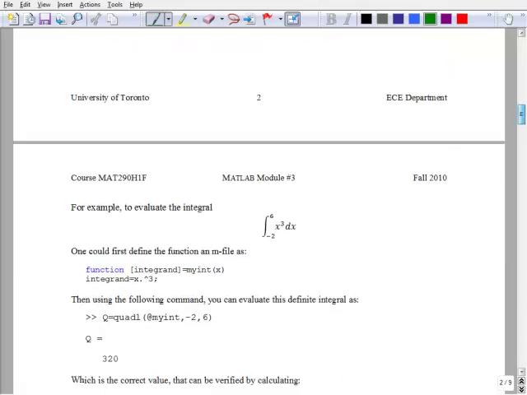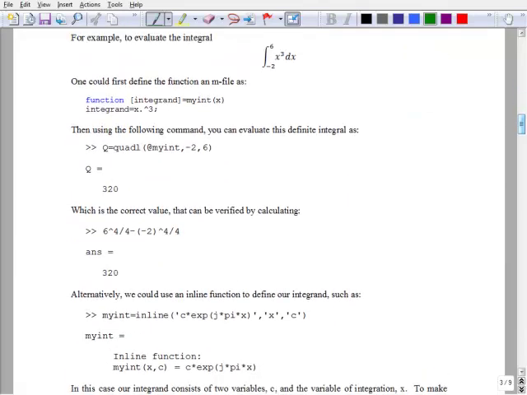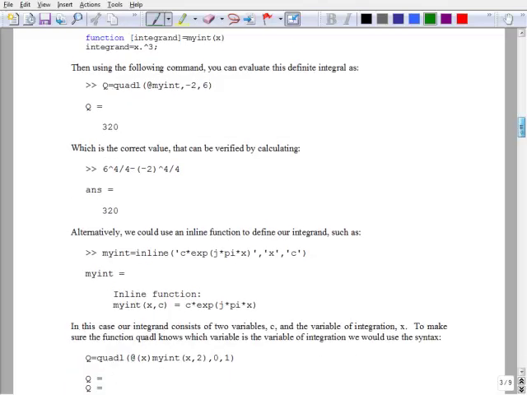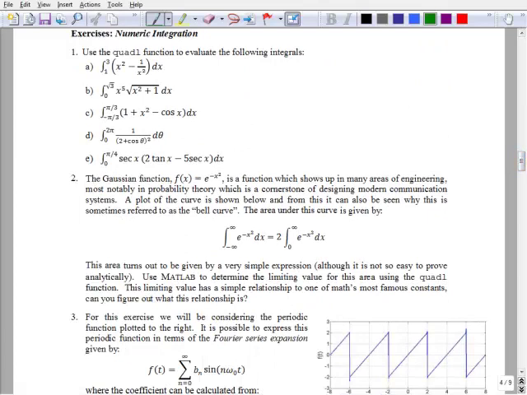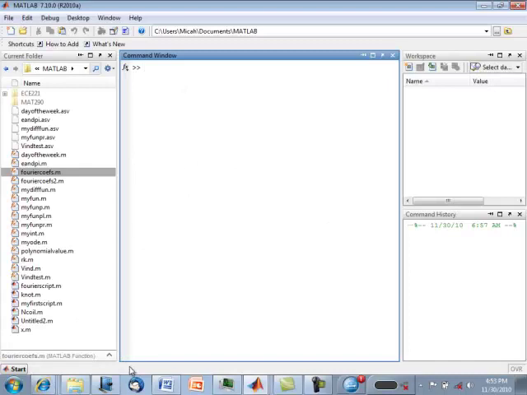And this quadL function relies on a user-defined function which defines the integrand. So you can define this function either as an M file or as an inline function, and either one would be fine. So in considering these integrals that are given in the exercise, let's think about this one and try to evaluate this in MATLAB. So in MATLAB we can define this integrand using an inline function.